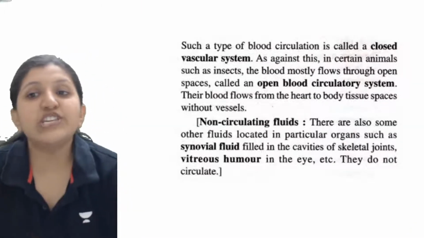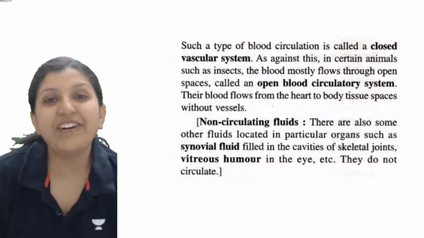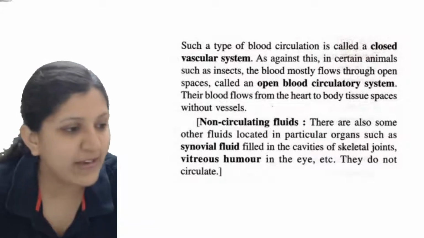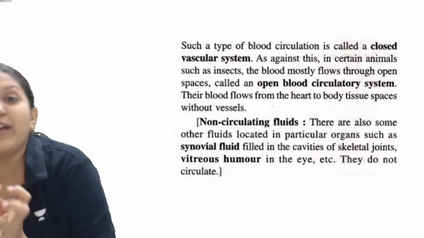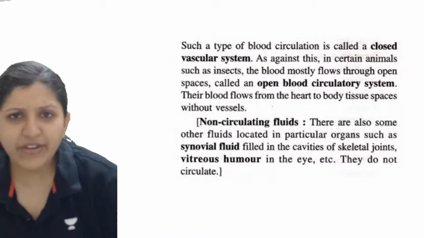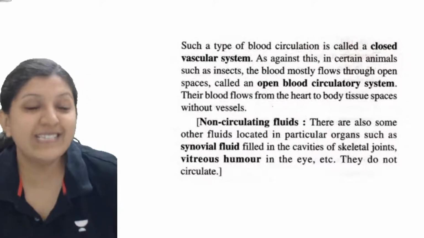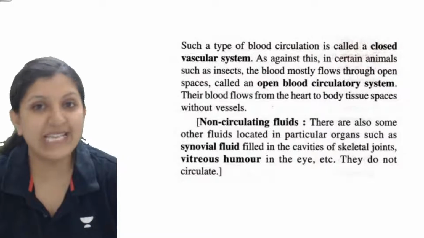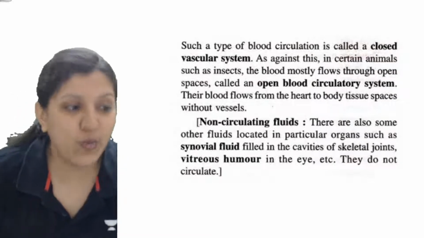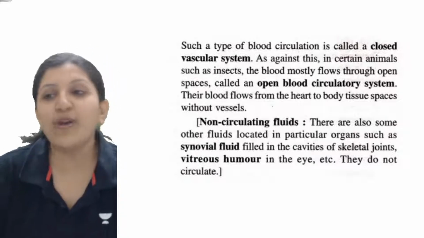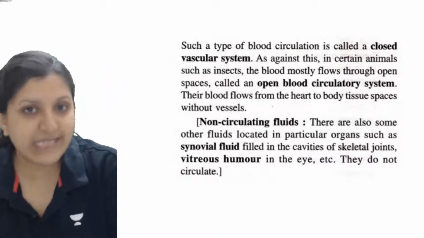Alright, let me go with the next one. Whenever blood circulation occurs in a closed manner, you can see the blood was not just spreading everywhere, it was flowing in a pipe, that is a blood vessel itself, so it is flowing in a closed manner. Such a type of blood circulation we call a closed vascular system.